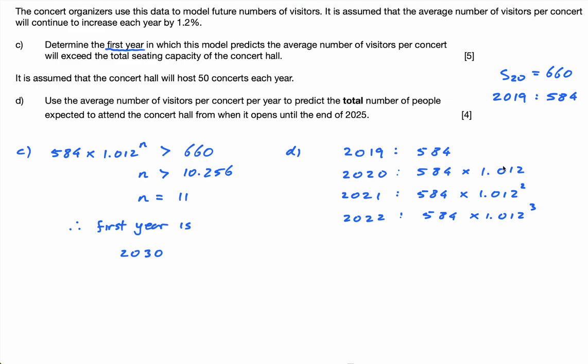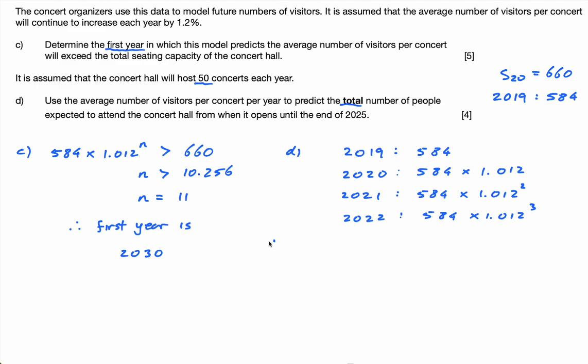Essentially what we want to do is add up all these, because this is the average number of people that visited in 2019, the average number in 2020, the average number in 2021, and they want us to predict the total number of people from now until the end of 2025. So I need to add up all of these. Then, just be careful, it says the concert hall will host 50 concerts per year. So whatever I get, I need to multiply by 50, because this is just the average number of people per concert, but there are 50 concerts, so I'm going to times by 50 at the end.